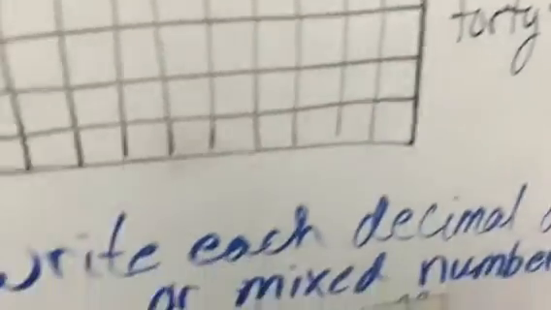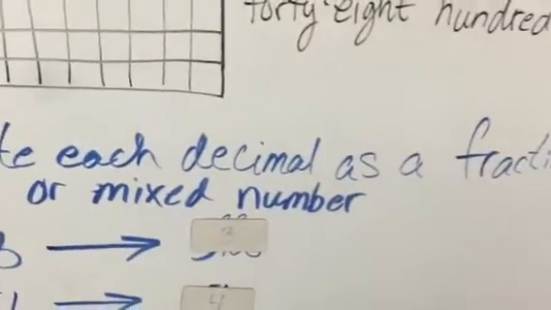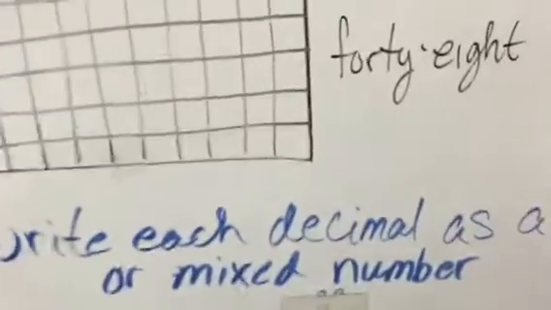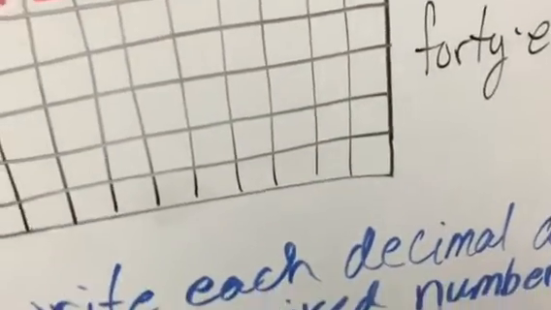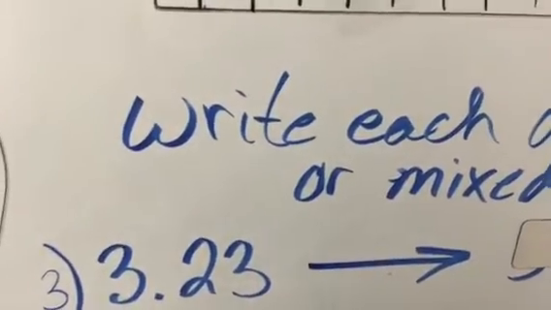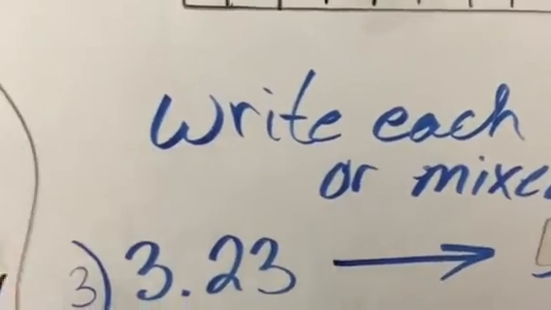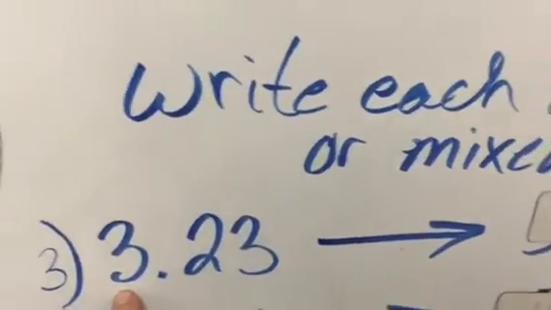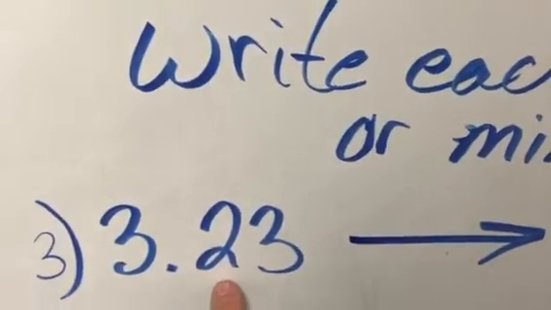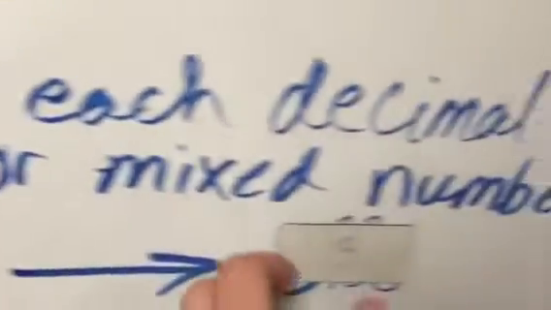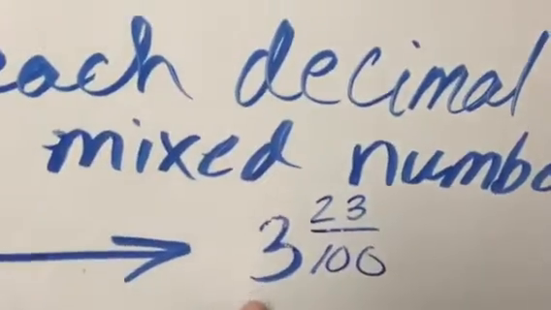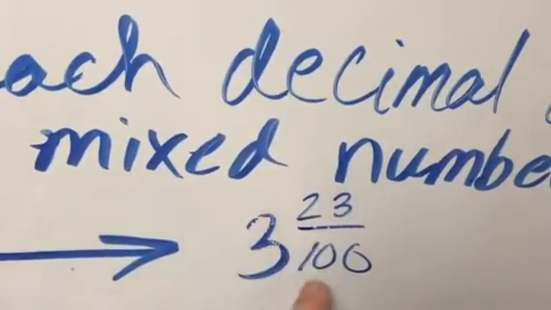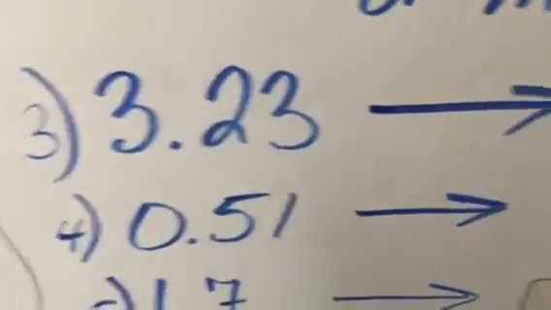For these next 3, we're going to write each decimal as a fraction or mixed number. Remember, a mixed number is just a whole number in front of your fraction. So I have 3.23. We know that since there's a whole number, it's going to have to be a mixed number. And I have the 23, or 23 hundredths. So I write that as 3 and 23 hundredths.